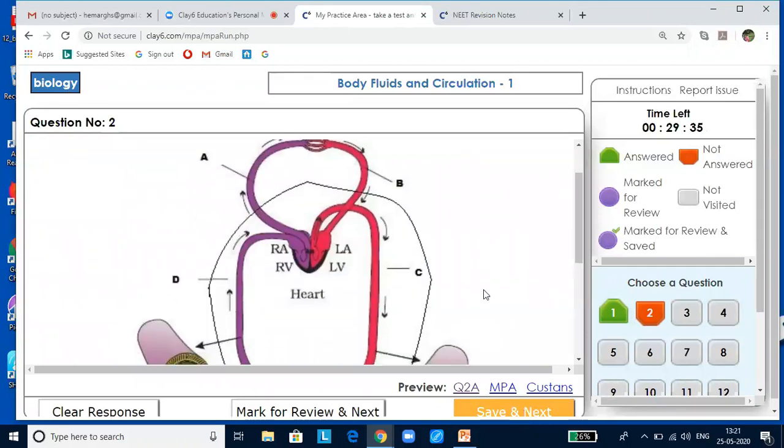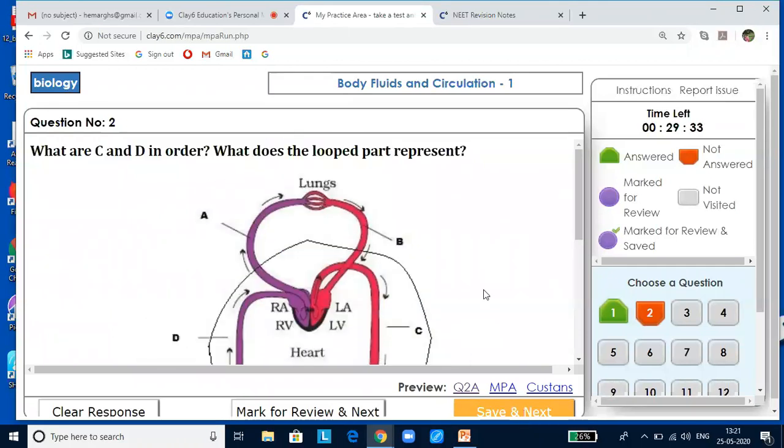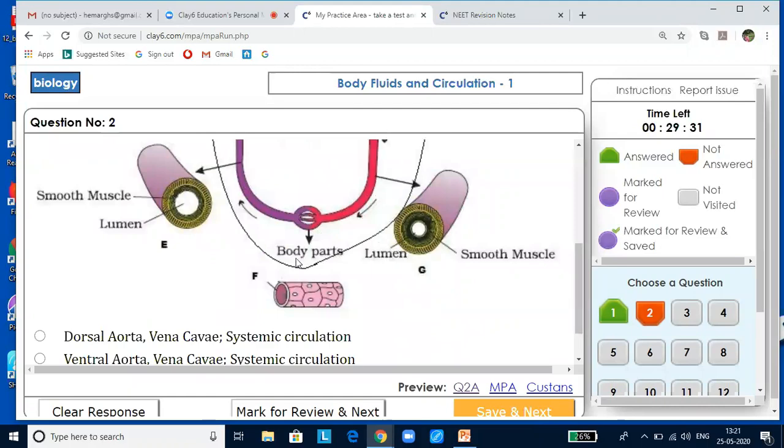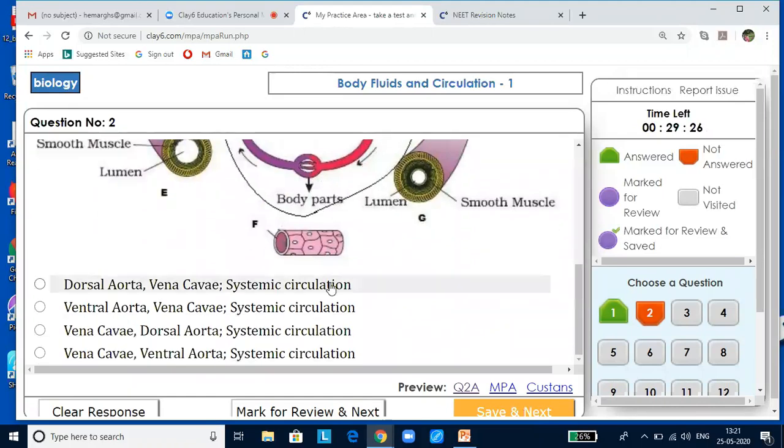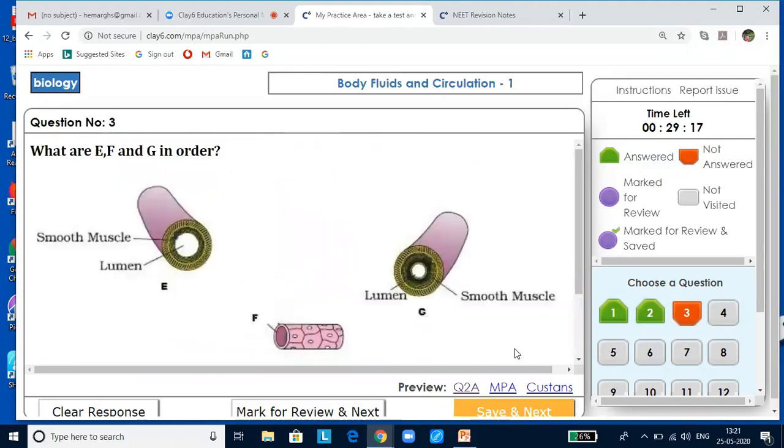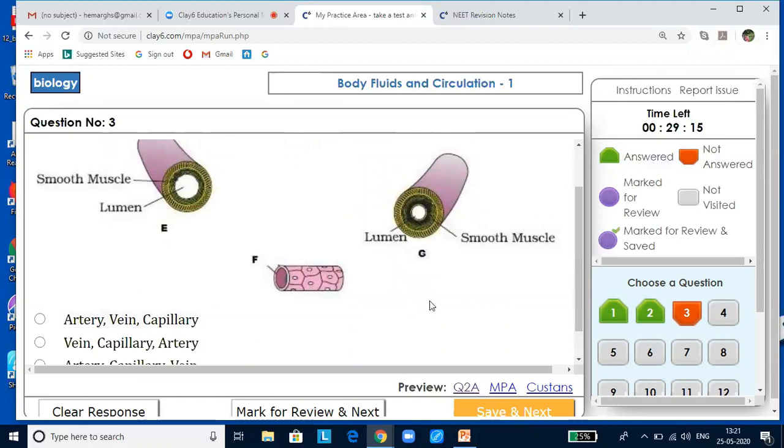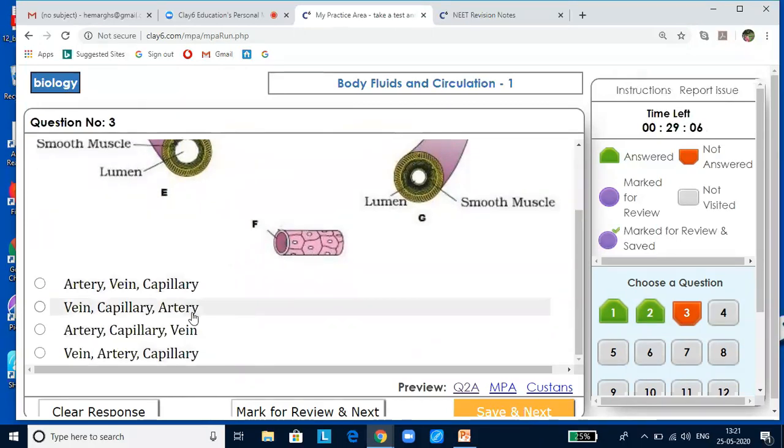What are C and D in order? What does the looped part indicate? Here it is dorsal aorta, vena cava, and systemic circulation. What are E, F, and G in the order? So E is a vein. So it is vein, capillary, artery.